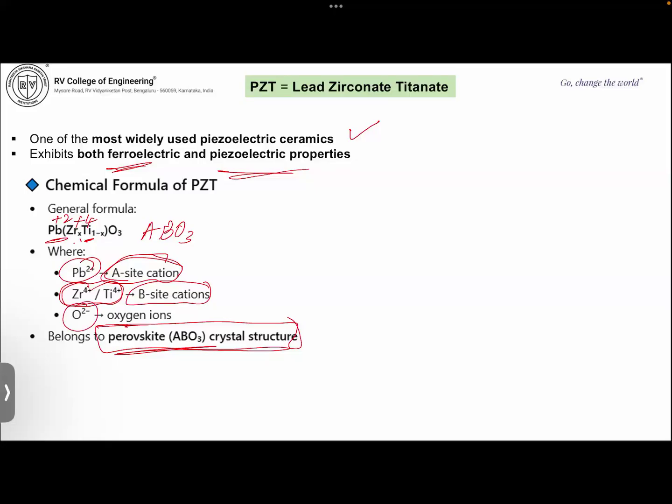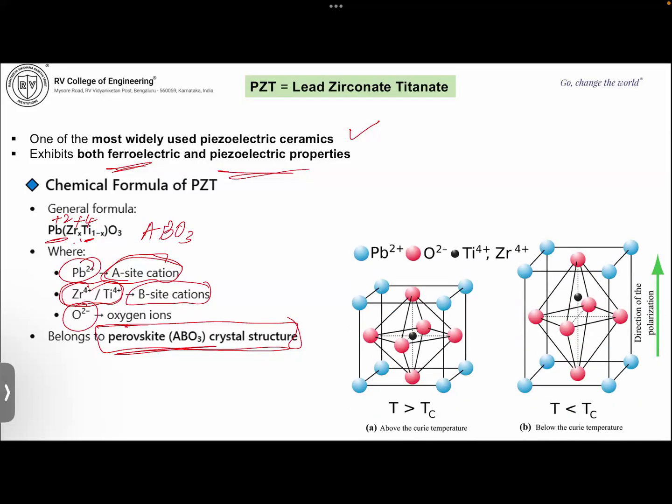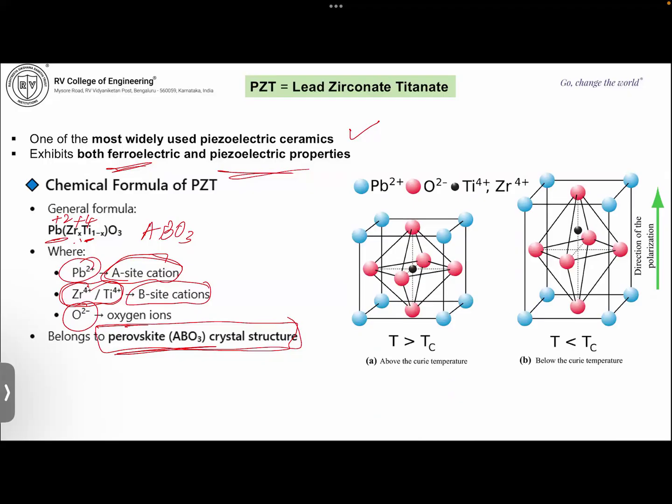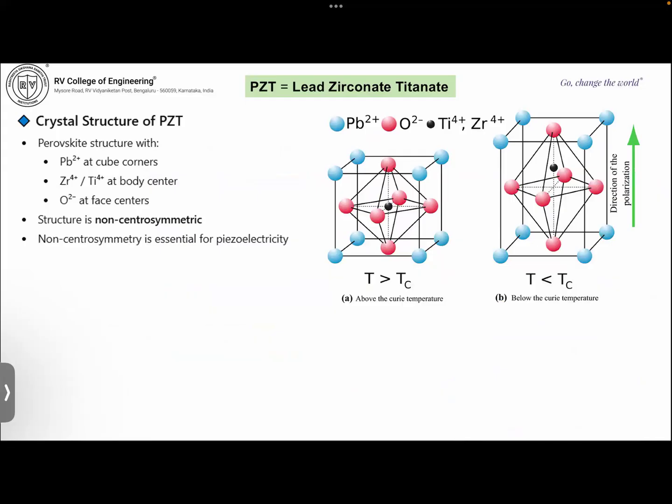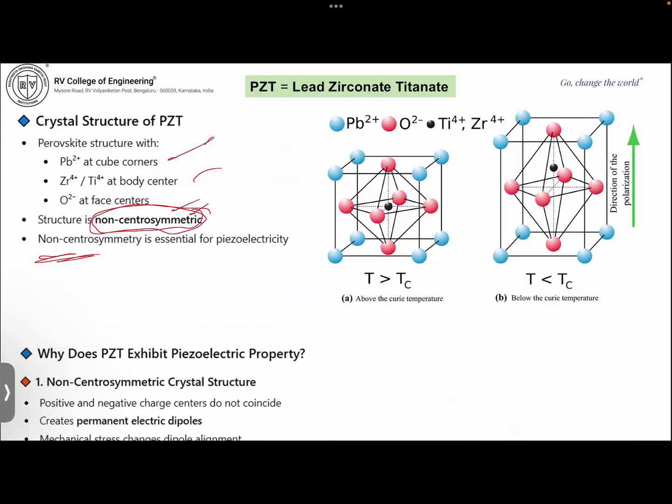The oxide ion occupies the corners of the cube. Okay, so this is the structure of PZT. Let us look at the crystal structure. So this structure is non-centrosymmetric. This is a very essential requirement for any material to exhibit piezoelectricity.